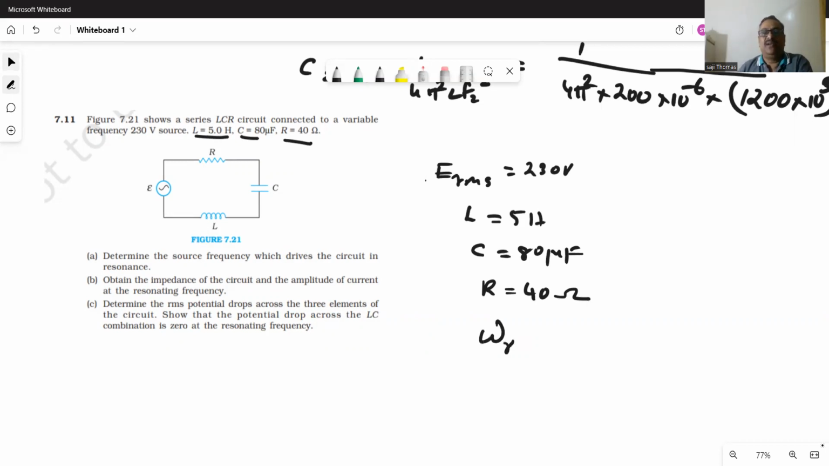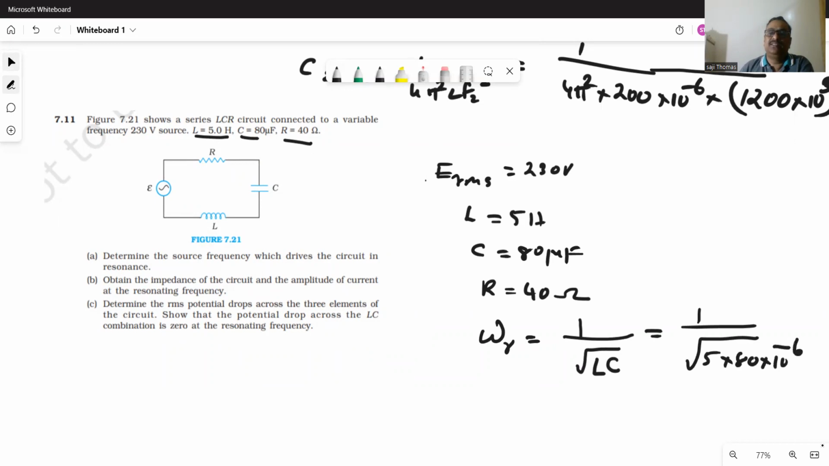So omega r. What is the equation? We have done it in the previous question. Root of 1 by LC. You know the values: 1 by root of, what is L? 5. C is 80, but convert microfarad into 10 raised to -6.